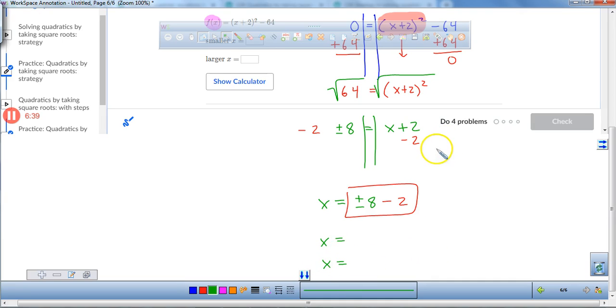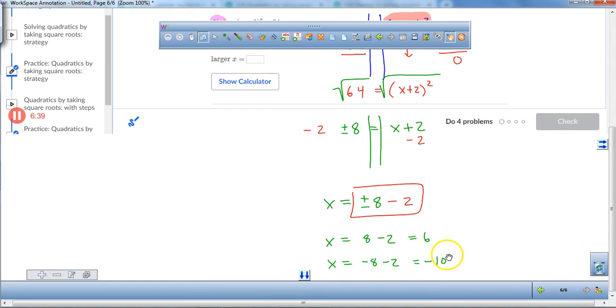You can pause the video, see if you can come up with two answers, and then see if you got it right. So the first one says plus 8, so I'm just going to put 8 minus 2. So one of my answers is just 8 minus 2, which is 6. The other answer is negative 8 minus 2. And negative 8 minus 2 is negative 10.